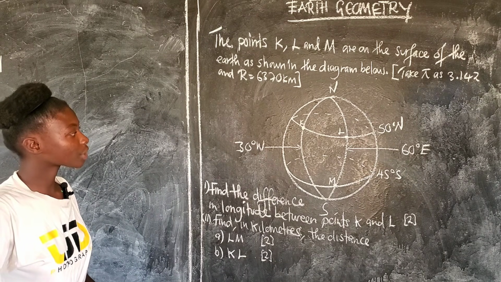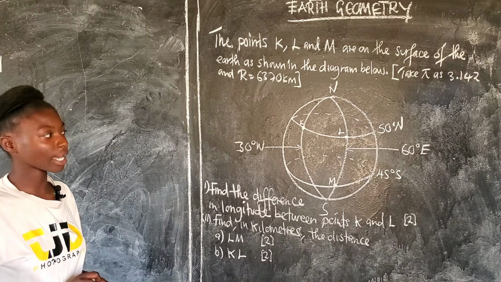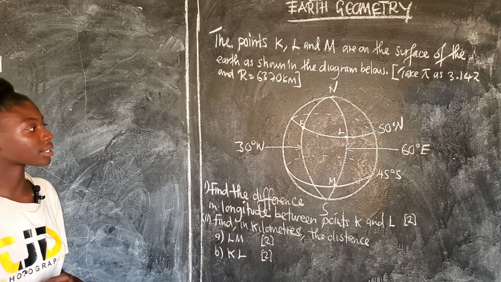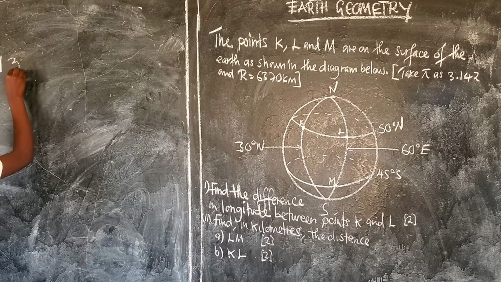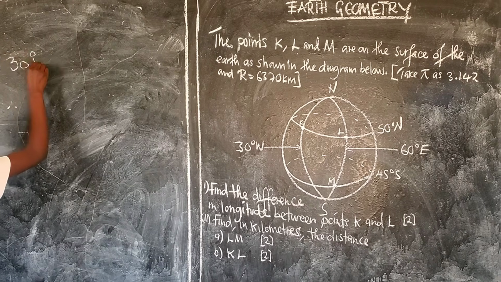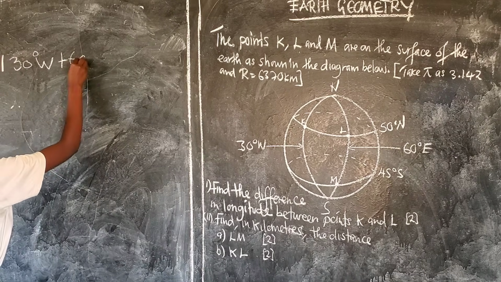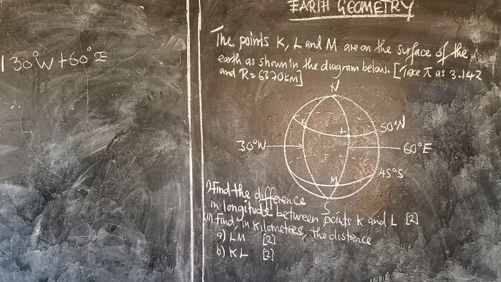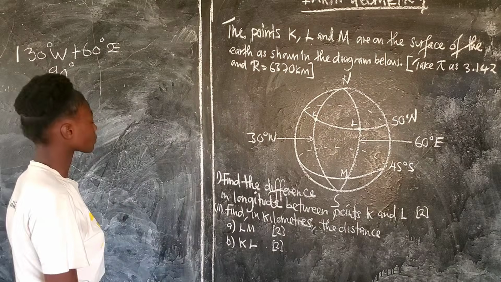So the difference in longitude, we are going to add 30 and 60. Different sides we add and same sides we subtract. So 30 degrees west plus 60 degrees east. We are going to add 30 plus 60, which is 90 degrees. So this is the difference.